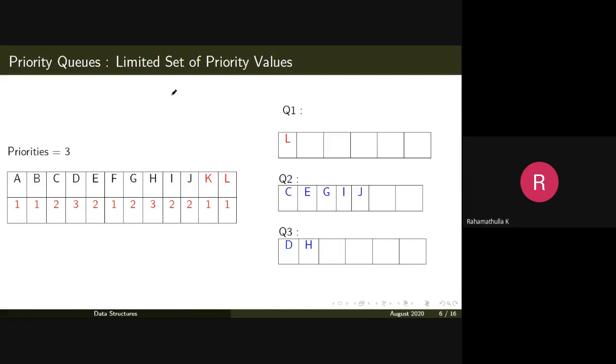So that is the case when we have a limited set of priority values. In this case, we had only 3 different levels of priority. So we have created that many queues, and based on that we have entered elements onto the queues.